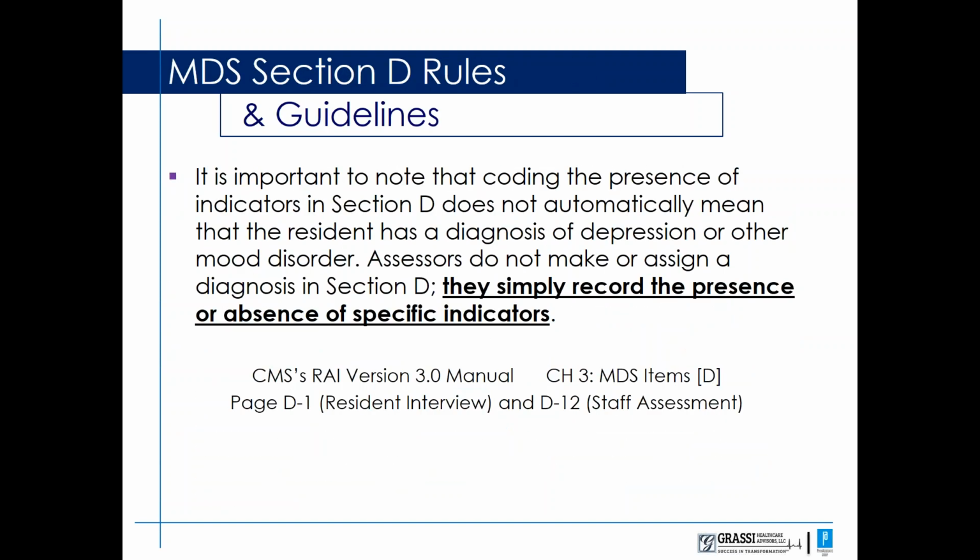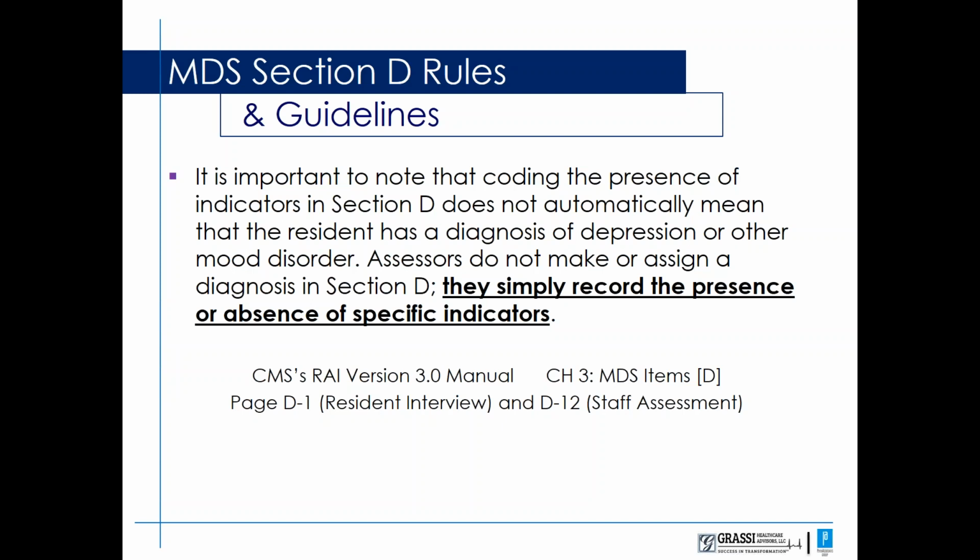Next slide. Okay, this is perhaps the most important concept in my whole presentation, because it's where people make the errors most commonly. This is a direct quote: It's important to note that coding the presence of indicators in Section D does not automatically mean that the resident has a diagnosis of depression or other mood disorders. Assessors do not make or assign diagnoses in Section D. They simply record the presence or absence of specific indicators.